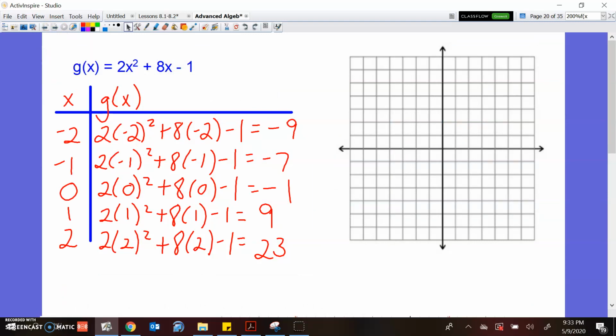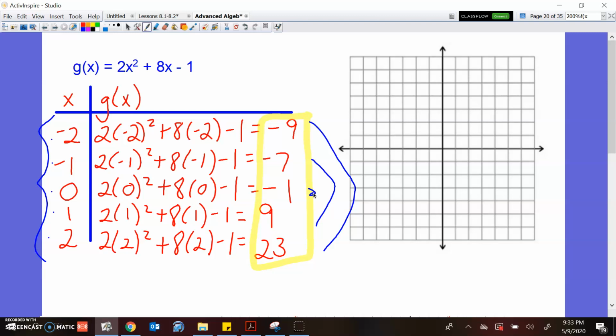And I made a table, just like we've done all chapters so far, -2, -1, 0, 1, 2. I already filled this in for you just to save time. Let's look at our y values, like my outputs. So what do you notice? Do you see anything there? We have -9, -7, -1, 9, and 23. Are these symmetric? Aren't they supposed to be the same number? And that's not the case here. So we run into a little bit of a problem.